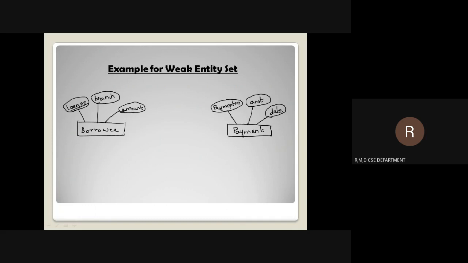That is why the payment number could not be the primary key, so it is the partial key. So here payment is such an entity set where we don't have a primary key. That is why we call it a weak entity set and provide the symbol for the weak entity set. It is a double-lined rectangle box.